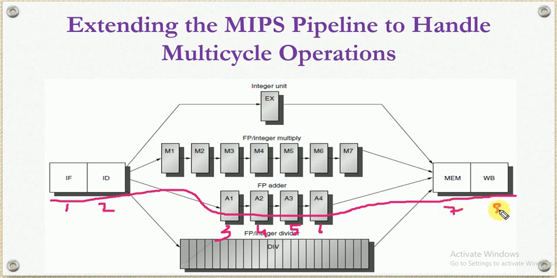This is the way in which we are doing the addition operation. This is the first instruction: instruction fetch in the first clock cycle, then instruction decode, then one portion of addition A1, then the next portions A2, A3, A4 in different cycles. Four cycles are utilized for finding the addition.